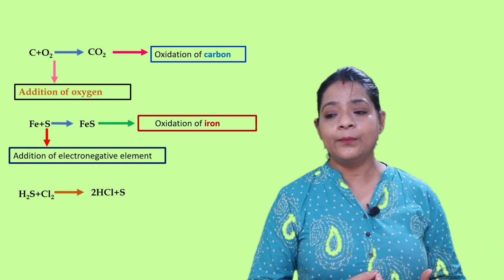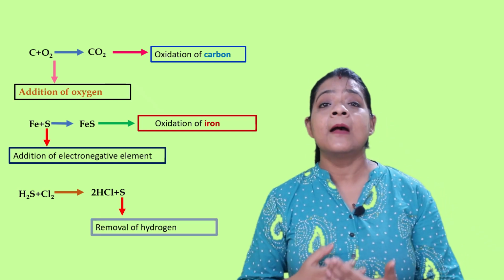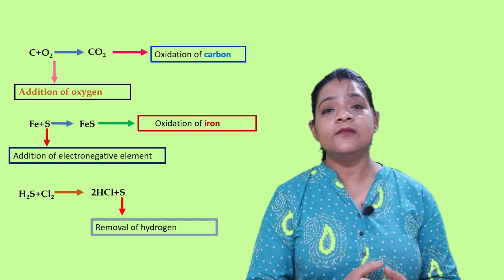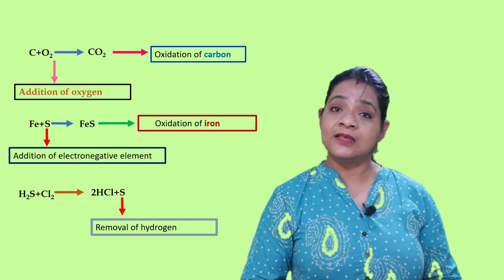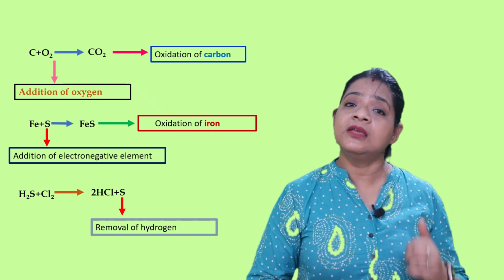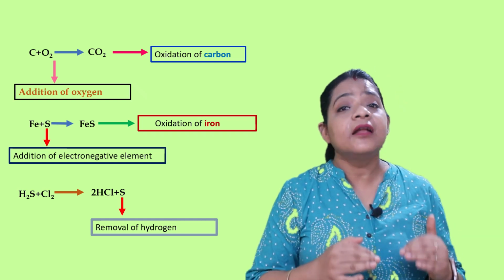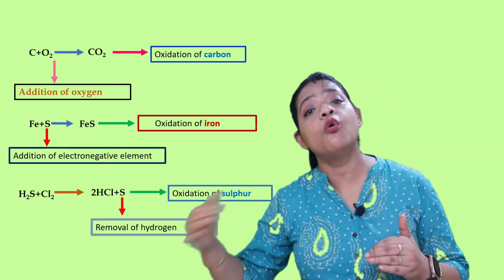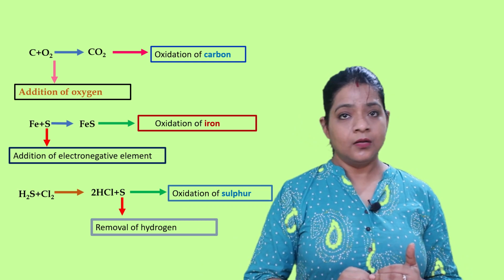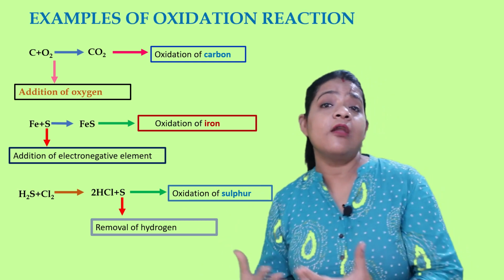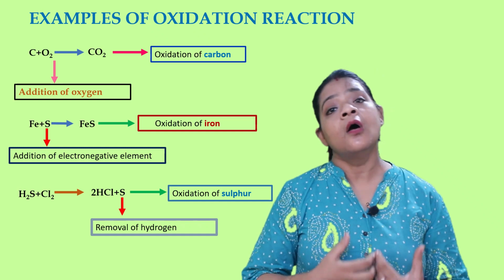The third example is H2S plus Cl2 gives 2HCl plus S. So over here, hydrogen has been removed from sulfur. Since removal of hydrogen occurs here, we can say that sulfur is being oxidized over here. Now let's see what is a reduction reaction.